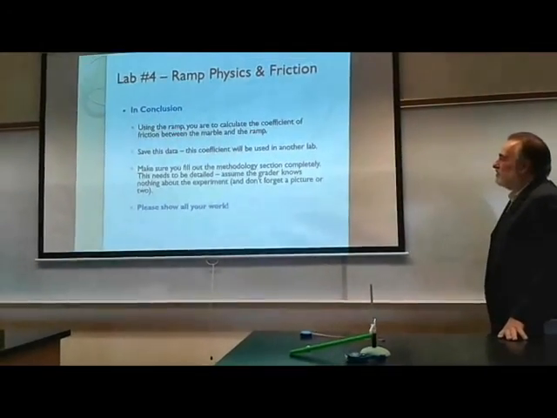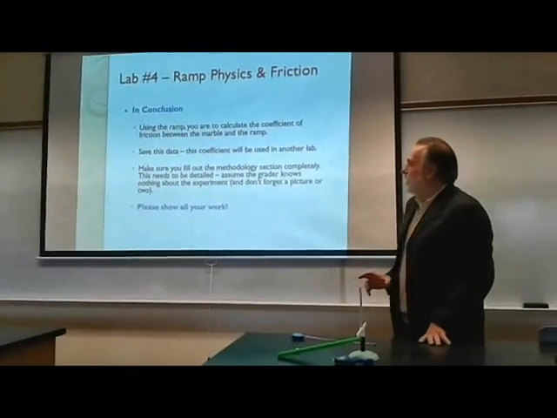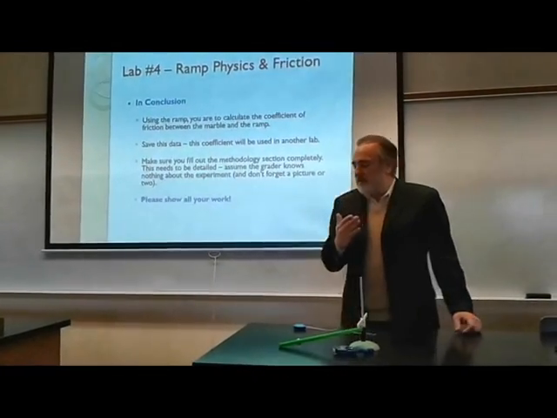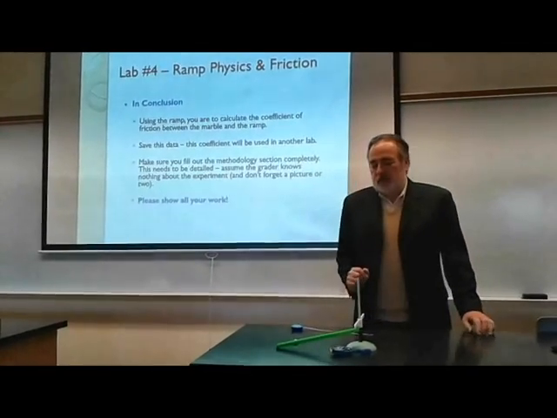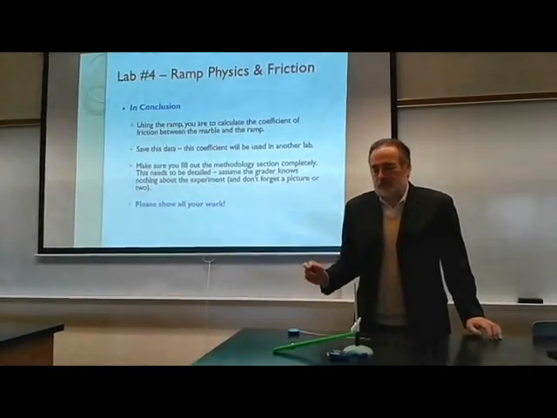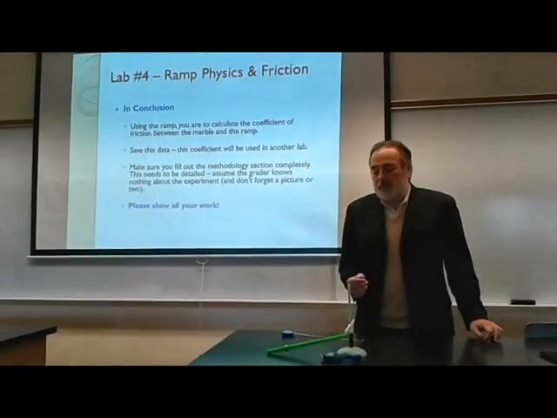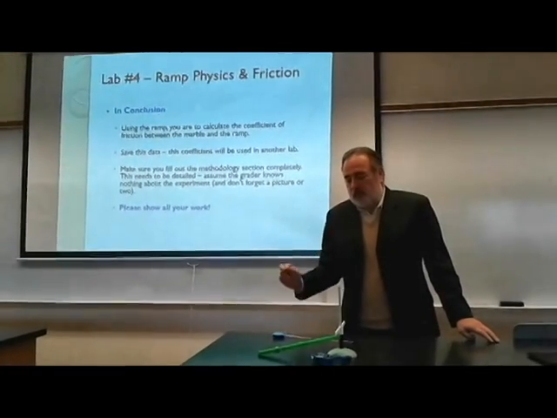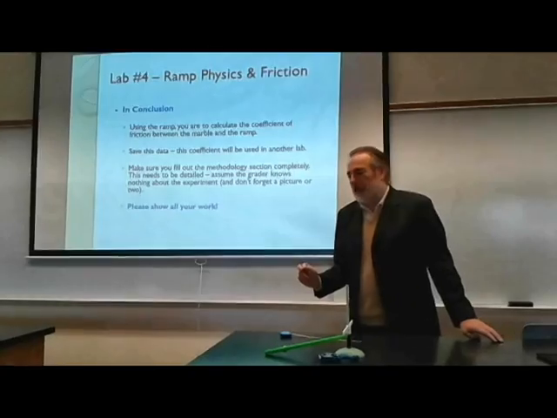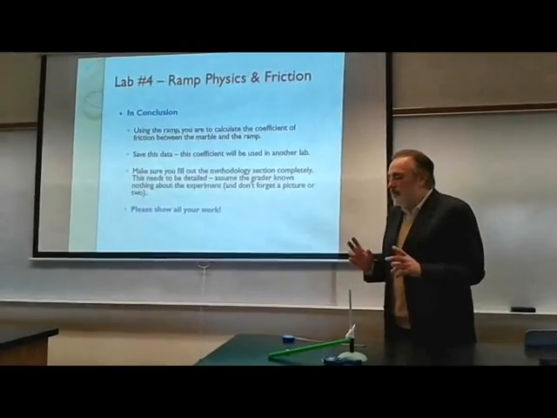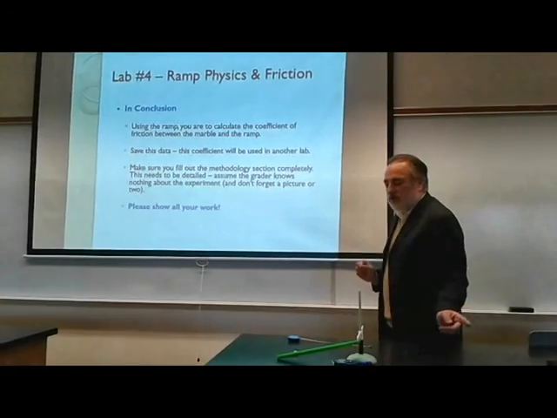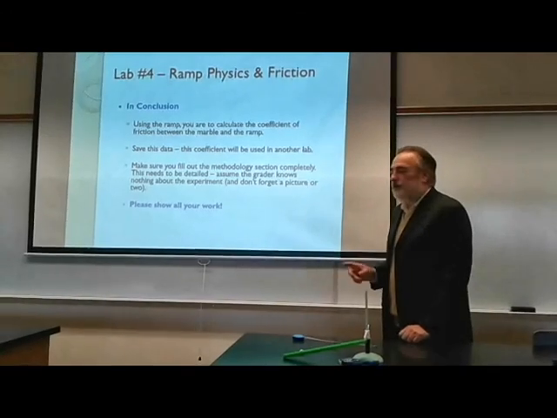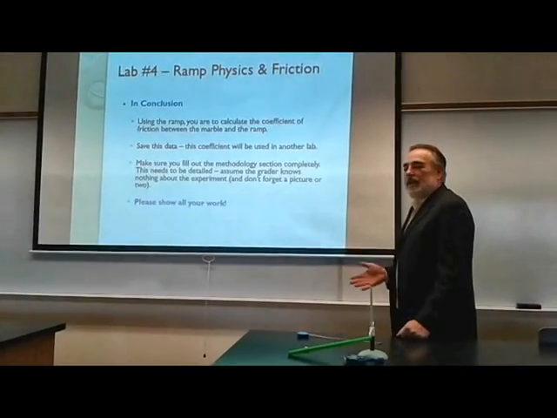So, in conclusion, using the ramp, you're to calculate the coefficient of friction between the marble and the ramp. Again, we have an acceleration down the ramp of g times sine of the angle. We have a deceleration caused by friction of g times cosine of the angle times the coefficient of kinetic friction. And those net out for the a we're supposed to use to get the coefficient of friction down this ramp. Save that coefficient number. You're going to be needing it in another lab.